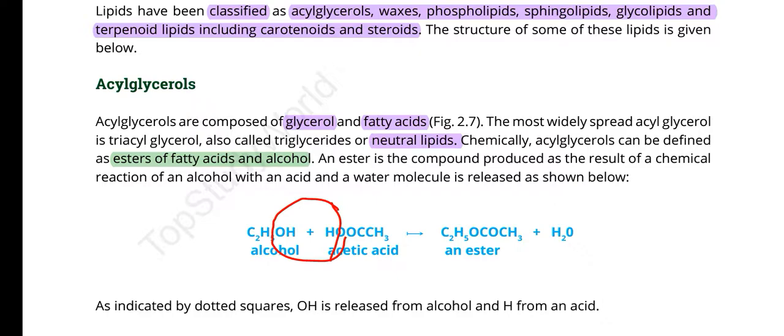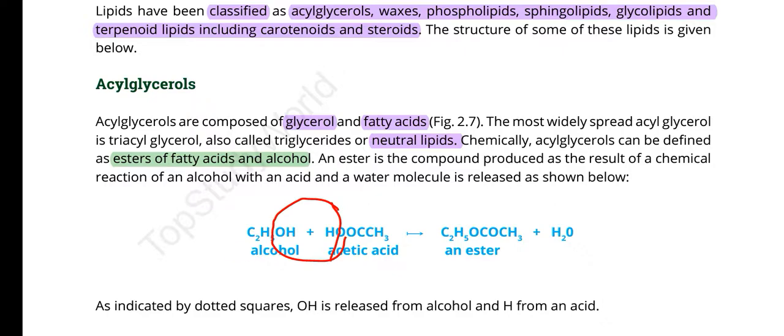and it is also known as a triglyceride or neutral lipid. The third name is very important: neutral lipid. Acylglycerol can be defined as the esters of fatty acids and alcohol, because fatty acids and alcohol are linked with each other with the help of an ester linkage.